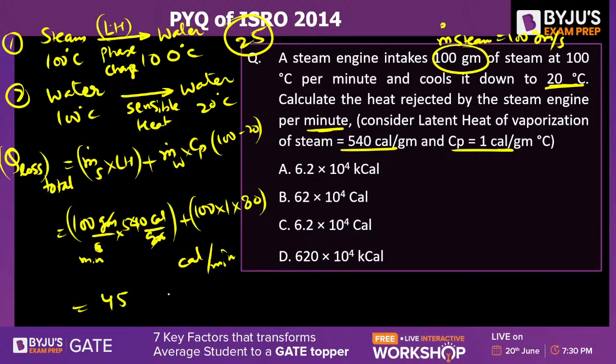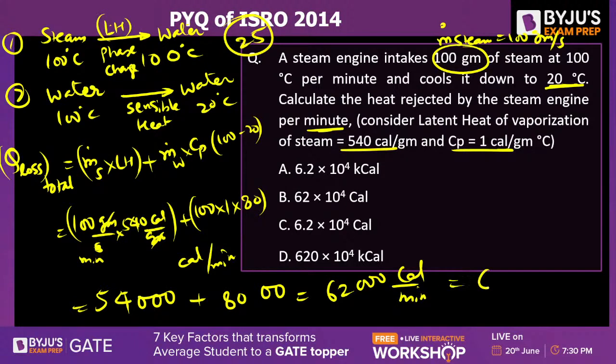That is 54,000 plus 8,000. How much is that? 62,000 calorie per minute. Can we call it 6.2 into 10 to the power 4 calorie per minute? C is the answer, 6.2 into 10 to the power 4. Yes, option C will be the correct answer for this one.